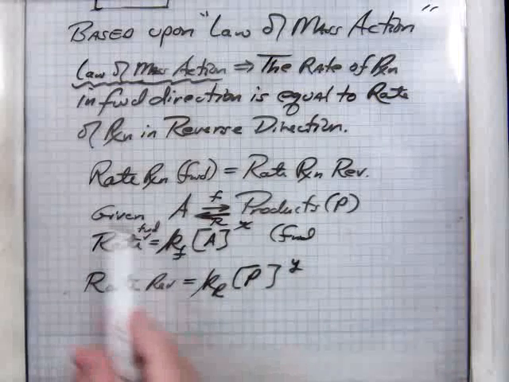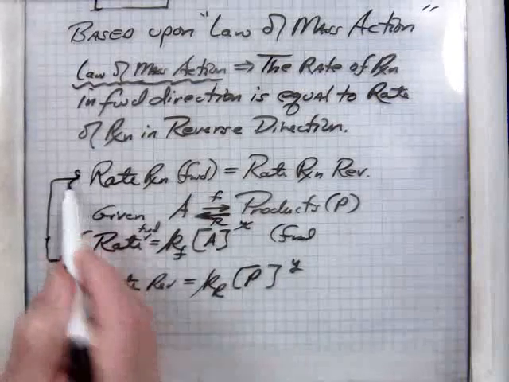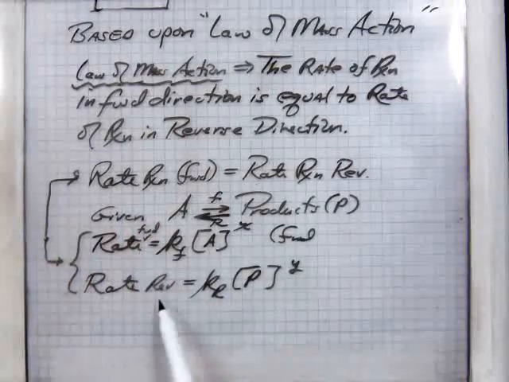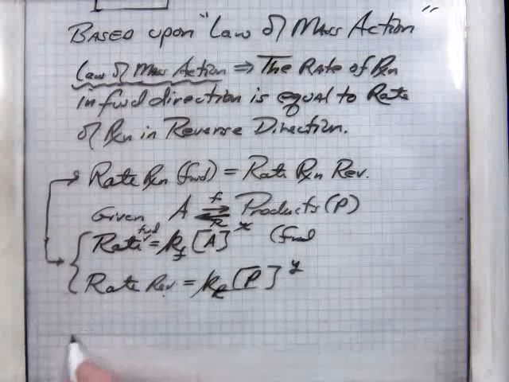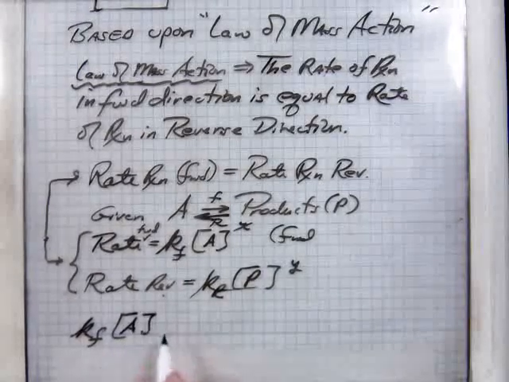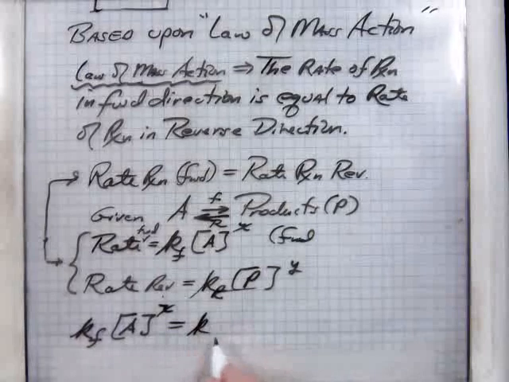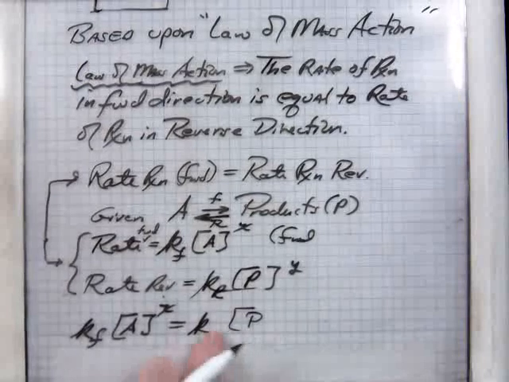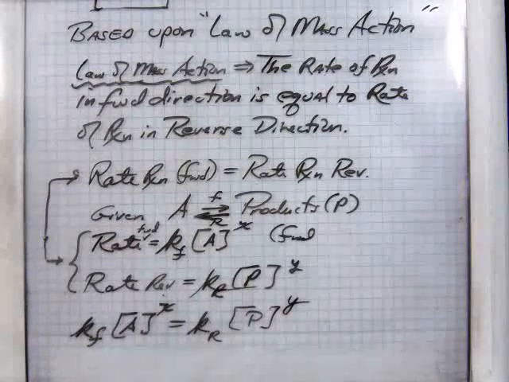Like that. Now, applying these two reactions to the statement of the law of mass action, what would we do? We'd say the rate forward equals the rate in reverse and equate these two expressions. We can say K forward times the concentration of A, which is the reactants left to right, raised to the X power, would be equal to K in reverse times the concentration of products raised to the Y power, like that.